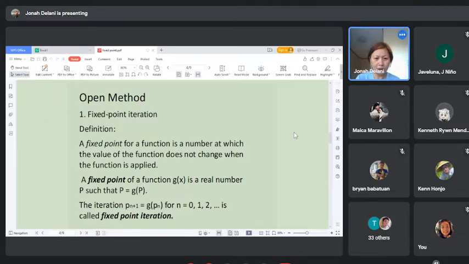So what is a fixed point iteration? A fixed point for a function is a number at which the value of the function does not change when the function is applied. So in the fixed point iteration, we are to look for the fixed point. This is a number that does not change: if we substitute it into the function, the value of the function does not change.